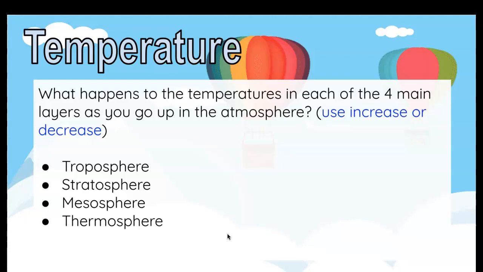And then as you go up into the thermosphere, that's your hottest layer, so the thermosphere is definitely going to show an increase in temperatures. So it does the opposite for each layer. Troposphere, decrease. Stratosphere, increase. Mesosphere, decrease. Thermosphere, increase.